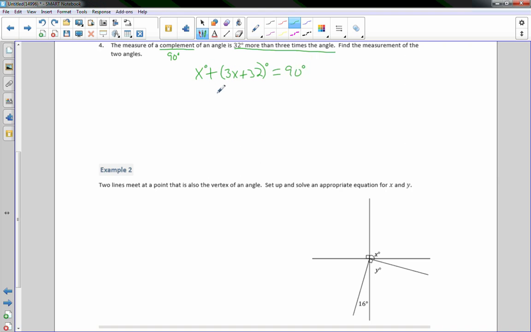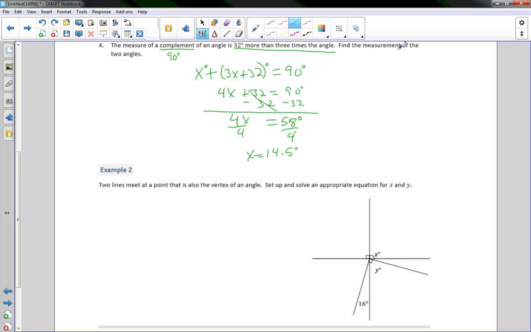Combine like terms. 4x plus 32 equals 90 degrees. Subtract 32 from both sides, and we get 4x, these cancel, equals 90 minus 32 is 58 degrees. Divide by 4, and x equals 14.5 degrees.